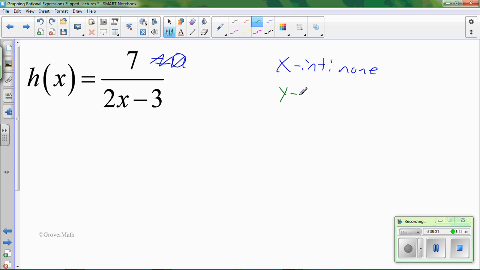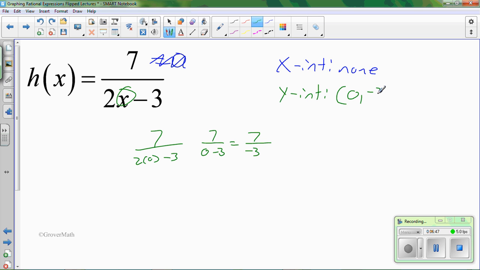There is a y-intercept, though. If we replace x with 0, that'd be 7 over 2 times 0 minus 3. 2 times 0 is 0, minus 3, so 7 over negative 3. And so that would be the coordinate 0, comma, negative 7 thirds. Again, I'm floating that negative to the top.